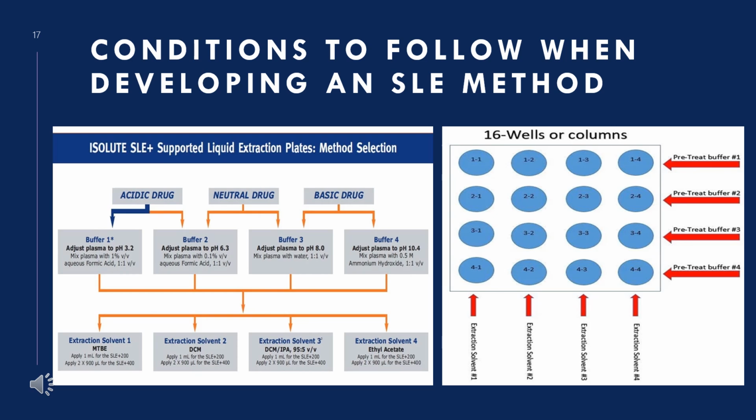So basically you are preparing 4 wells, which is shown in the right side picture, that is, preparing 4 wells with each pre-treatment solution, and you are using 4 different extraction solvents on each of the pre-treated samples, and this gives you a total of 16 samples which you can evaluate in parallel, and eventually it will save your time. So now you can evaluate the recoveries by chromatography or mass spectrometer to find out the method that provides the optimal result.